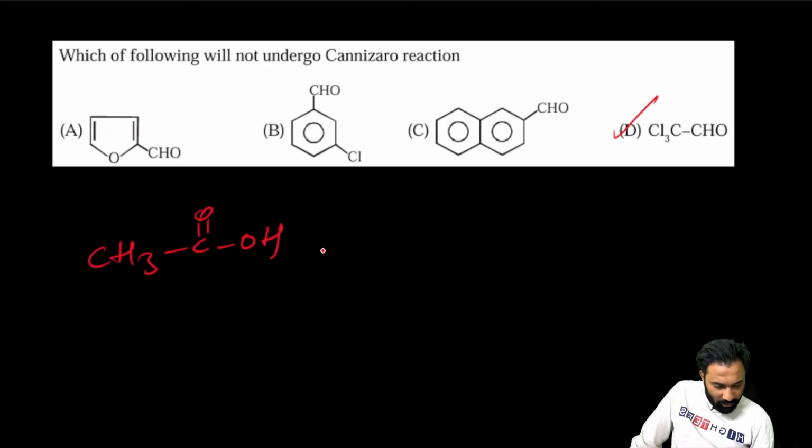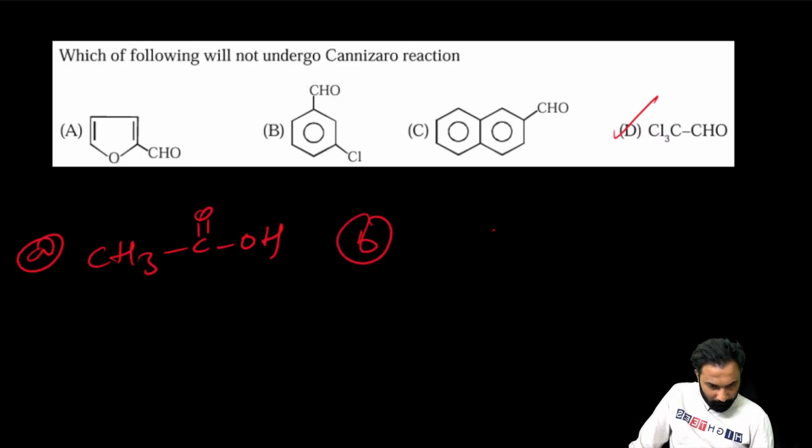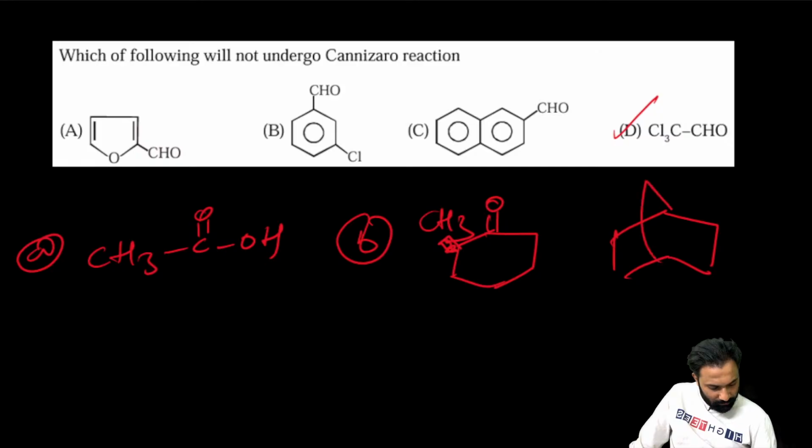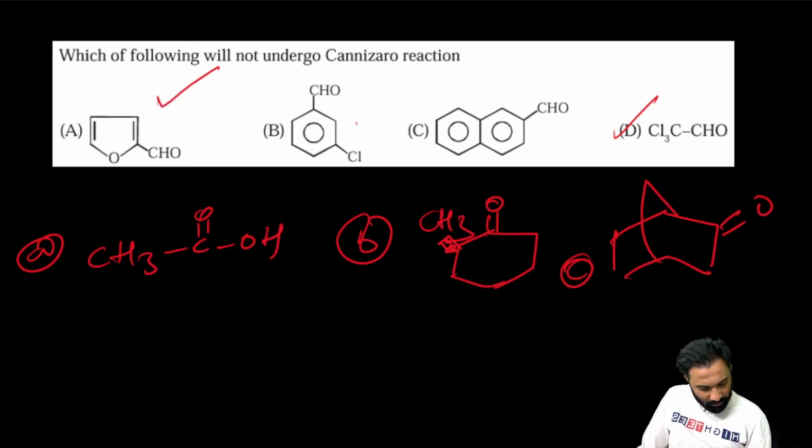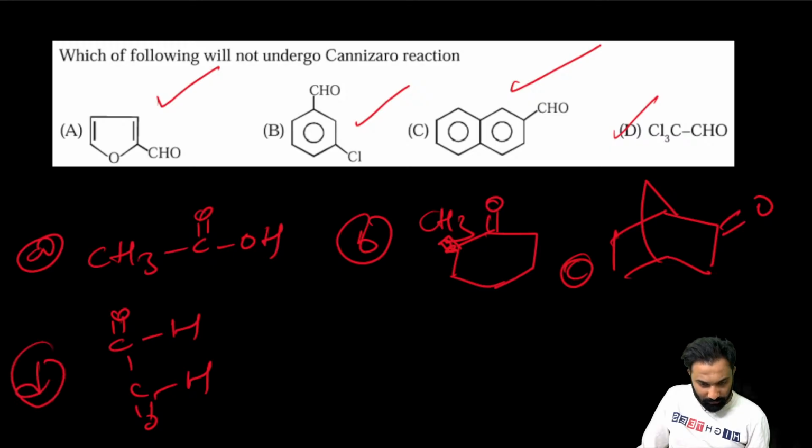How many of the following will give the Cannizzaro reaction? This is A. Now B, if you cross check. Now here, if you go for this one, no, Cannizzaro reaction will not be given. Now next step. Here this one will give the Cannizzaro, this one will give the Cannizzaro, this one will give the Cannizzaro. Next step. Now here the aldehyde and here the aldehyde. Now D.